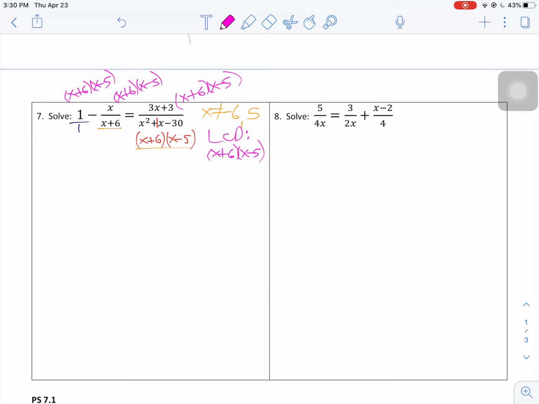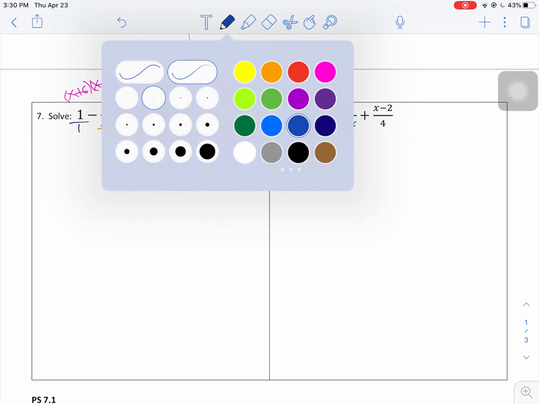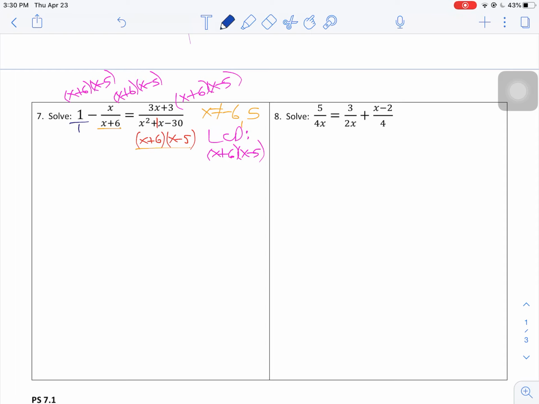Now, that first fraction, the 1 times x plus 6, x minus 5, rather than wasting your time trying to FOIL that out, you already know what it is FOILed out. It's right here. So just jot that down. X squared plus x minus 30. That's what that is equal to.